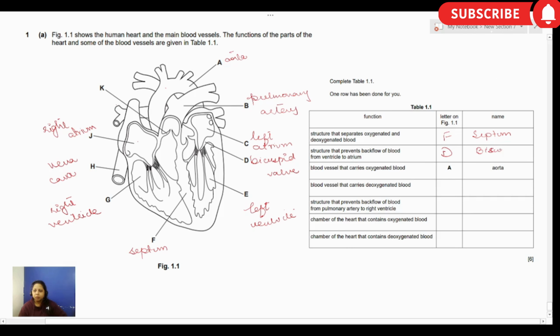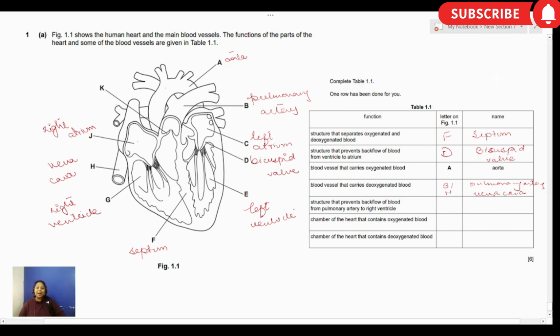Oh, sorry, bicuspid valve. Next is given blood vessels that carry deoxygenated blood. The pulmonary artery. Oh, sorry. Yeah, vena cava. Yes, it can be both. You have to write one. Like B, it can be B. It can be H. It can be pulmonary artery, or it can be vena cava.